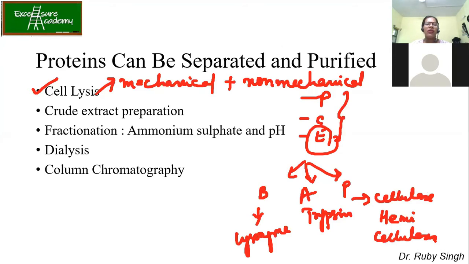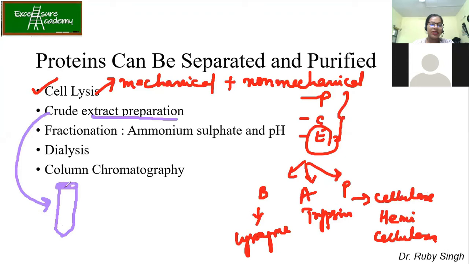Now we have crude extract preparation. Once you lyse the cell, the membrane and the cell wall have been disrupted. What is the next step? You need to centrifuge it. Take your sample into the falcons. This kind of falcon has a blue cap and is made of plastic, and you use it for centrifugation.